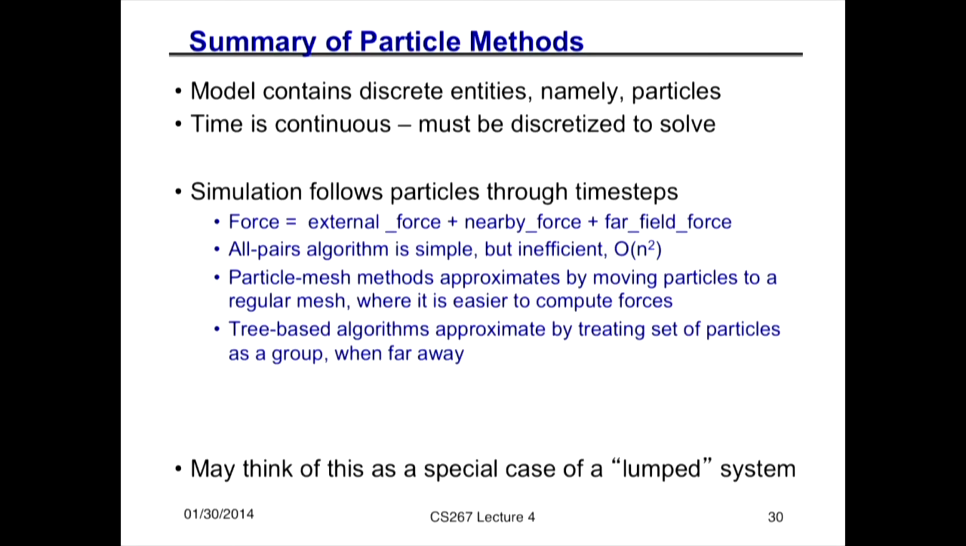So that's the end of particle methods, high-level tour. So here's a summary. The model contains discrete entities, namely particles, but now time is continuous and the positions of the particles are continuous. And it all comes down to realizing the force has 3 components: external, embarrassingly parallel; nearby force, which just depends on the nearest neighbors; and the far field force, where you have to be clever to avoid spending order n squared time. And the 2 clever ways to do it are particle mesh methods, put all the particles on a regular mesh, and these tree-based algorithms, where you approximate the Andromeda galaxy by a little white dot. And so that's the end of particle methods. I mean, obviously we'll return to some of these later.